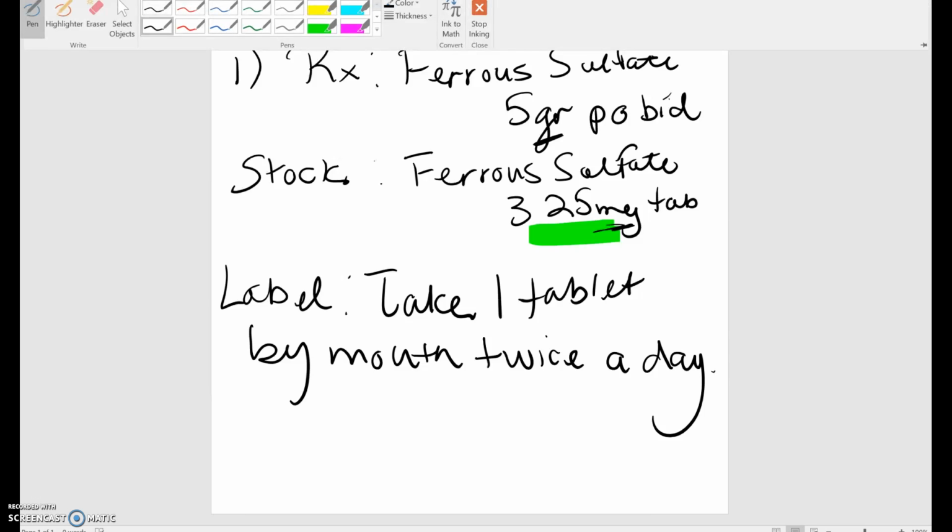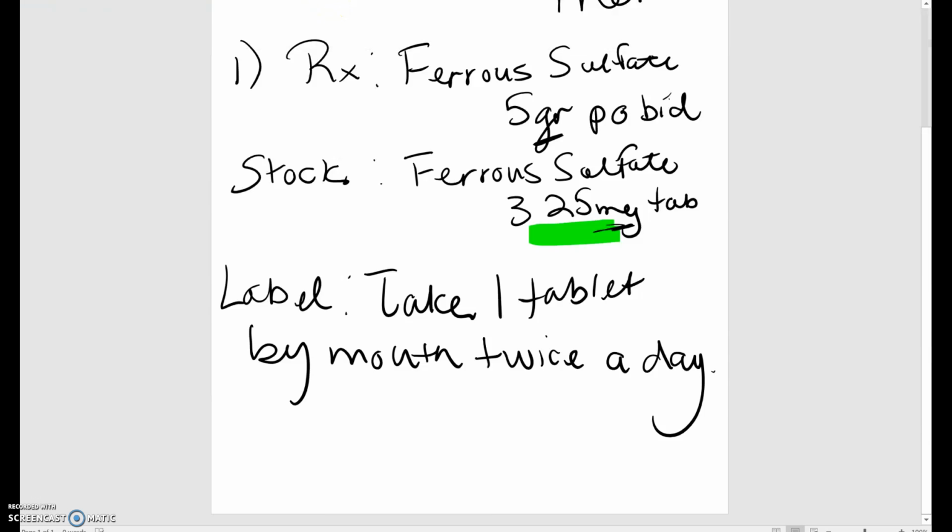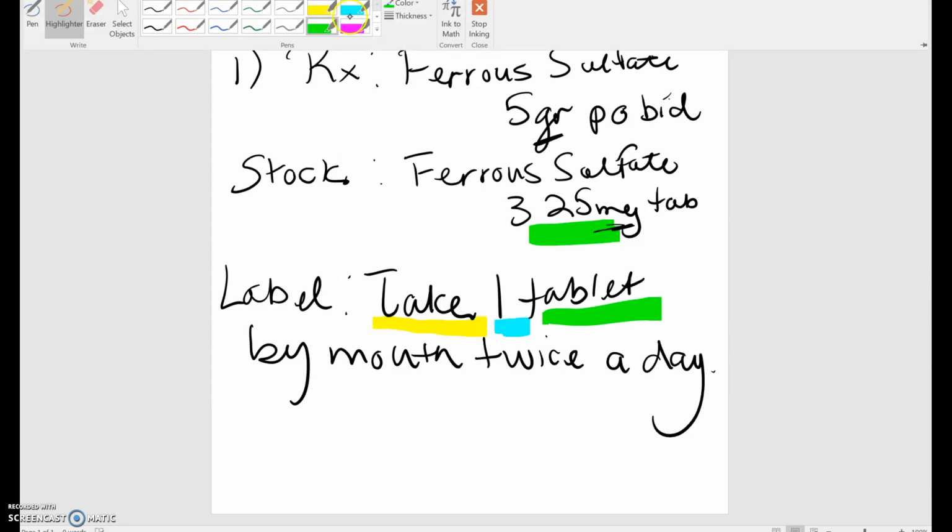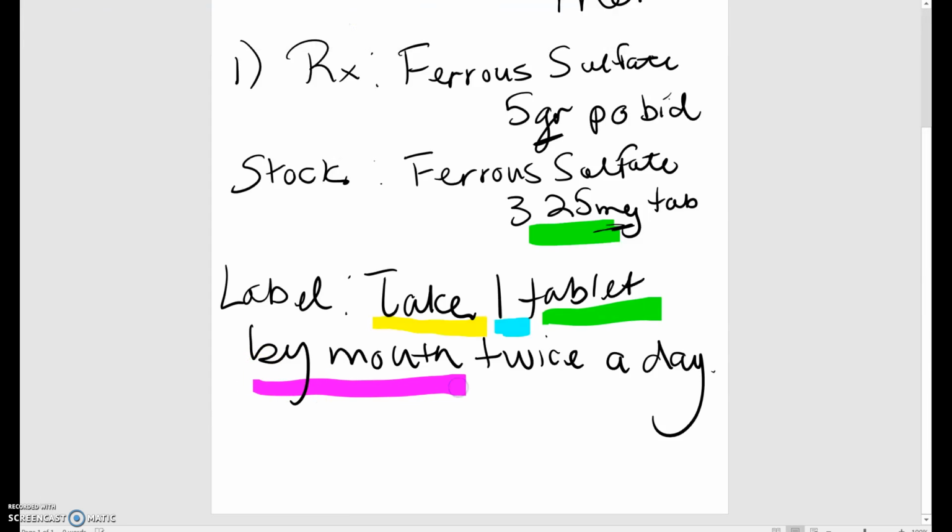So let me make sure that I'm following the format. You have to have a verb. In this case, it's take. You have to have a dose. In this case, it's 1. That's what you calculate your dose to be. Your dose form is tablet. Your route of administration is by mouth, and your frequency is twice a day. So my label instructions are correct. I'm telling the patient to take 1 tablet by mouth twice a day.